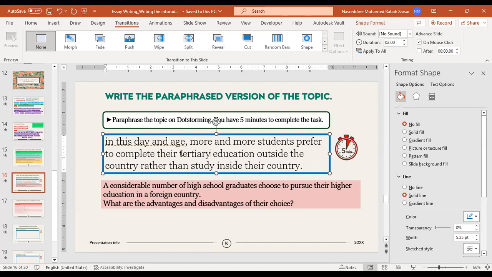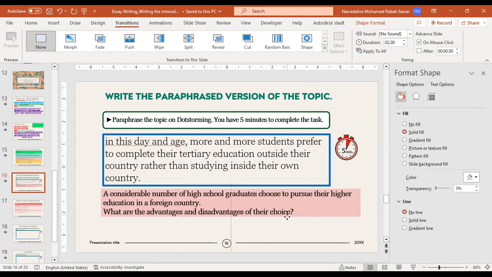Now this is a phrase and it's a good one. This is what we call collocation, a good collocation, they go together. Now, in this day and age, more and more students prefer to complete their tertiary education outside the country. We can make it more specific: outside their country, rather than, here we should use the ing form, studying inside their own country. Or we can say abroad instead of outside.